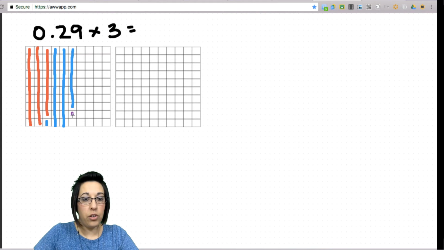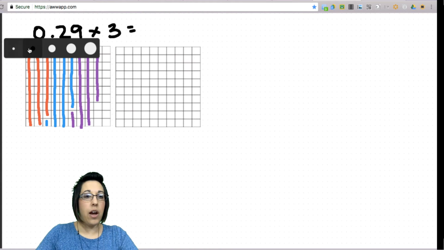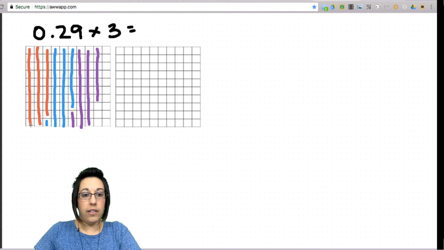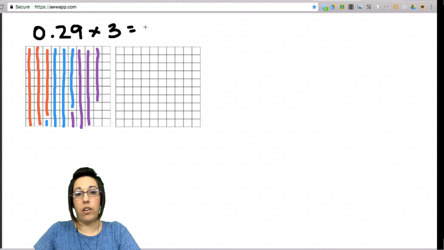And third group, 2. 2 plus 10 is 12. Plus 10 is 22, 23, 24, 25, 26, 27, 28, 29. Okay, so now I look at this hundredths chart and I see 10, 20, 30, 40, 50, 60, 70, 80. 1, 2, 3, 4, 5, 86, 87 hundredths should be my answer.